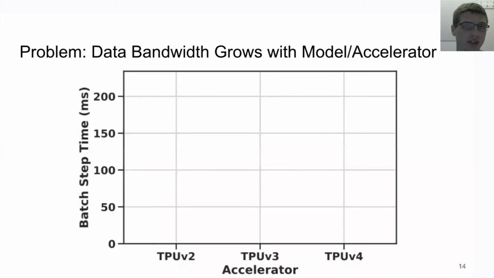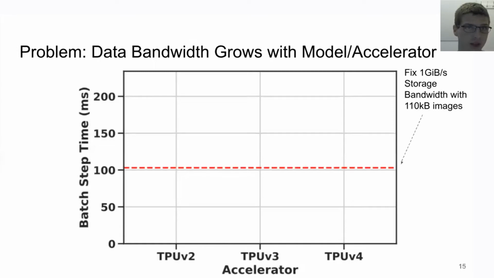To see how this trend changed over time, we will examine standard ImageNet training over a range of accelerators. On the x-axis, we can see 3 generations of TPU accelerators ranging from TPU v2, which is over 5 years old, to the TPU v4, which is in the process of becoming publicly available. On the y-axis, we can see the amount of time in milliseconds it takes to train over a single batch of 1,024 images. For demonstration, we fix the storage bandwidth to 1 gigabit per second. We then calculate the amount of time necessary to load 1,024 images and plot that with a red line. We can see that it takes about 100 milliseconds to load this many images.